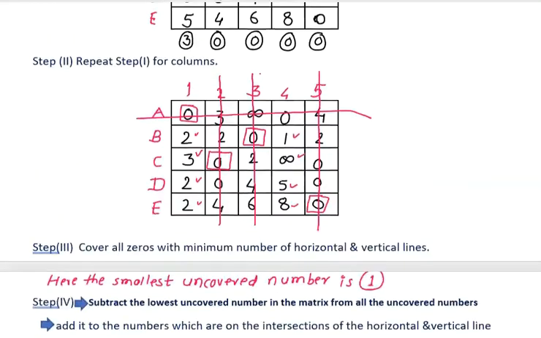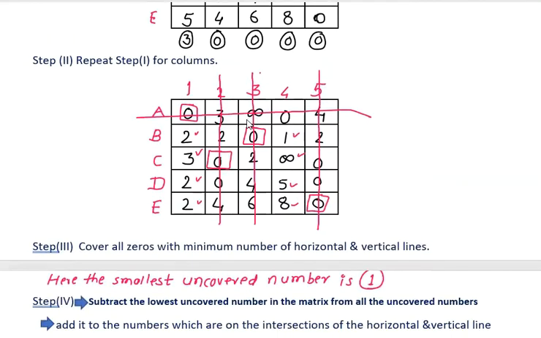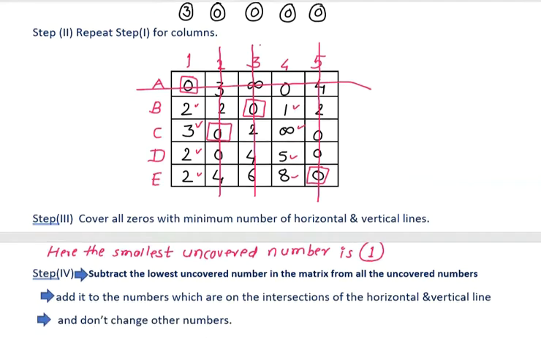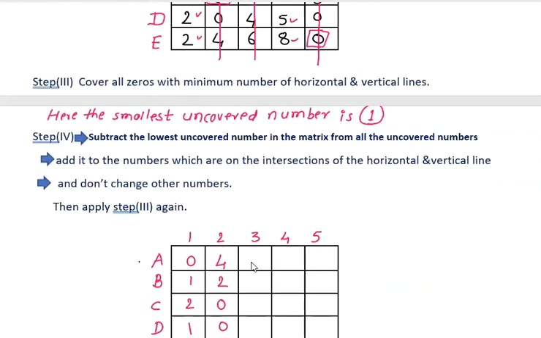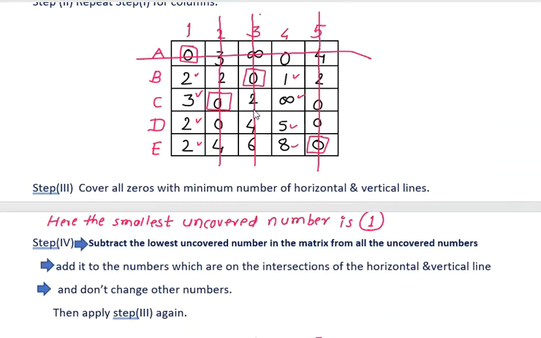Elements of the third column. Infinity is on the intersection. We have to add 1. But when we add 1 to infinity, infinity plus 1 will be infinity. So infinity, 0, 2. Other numbers as they are. 4, 6.